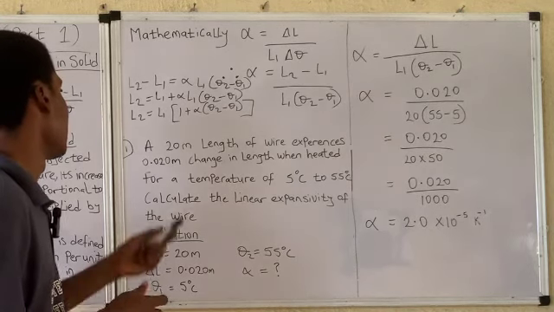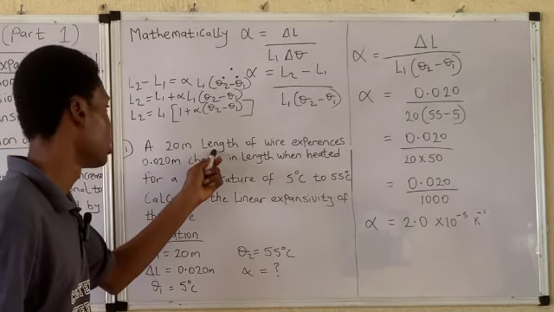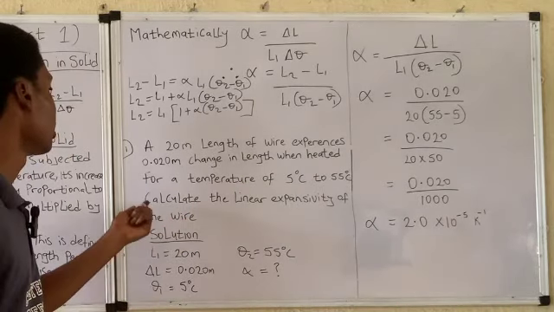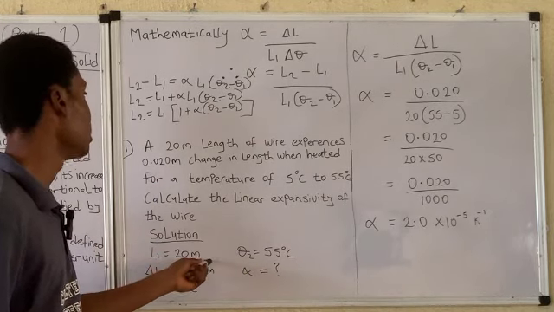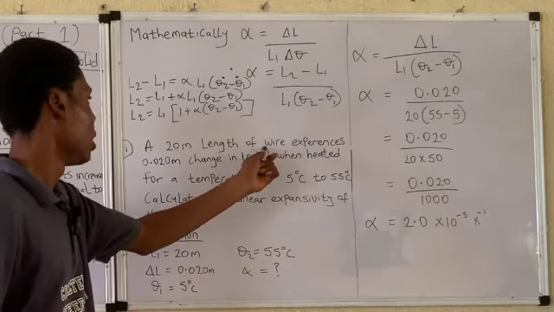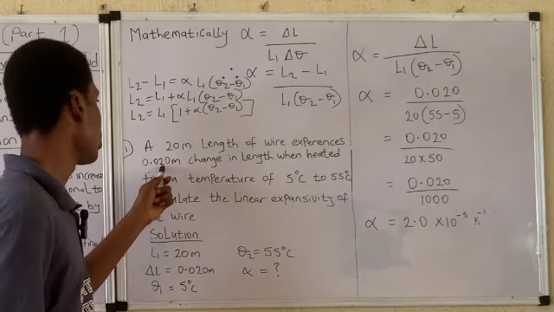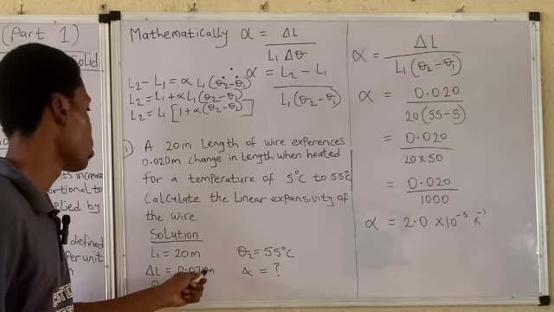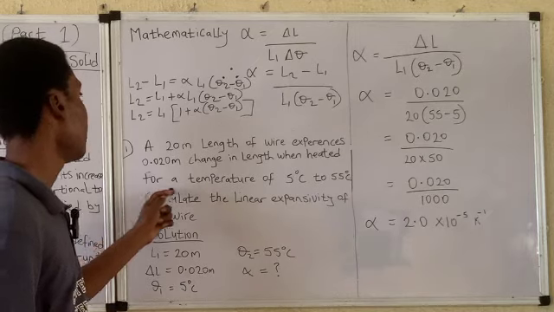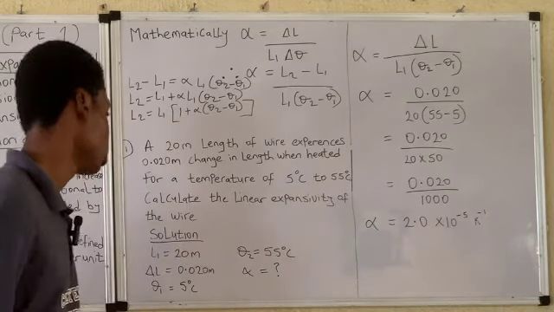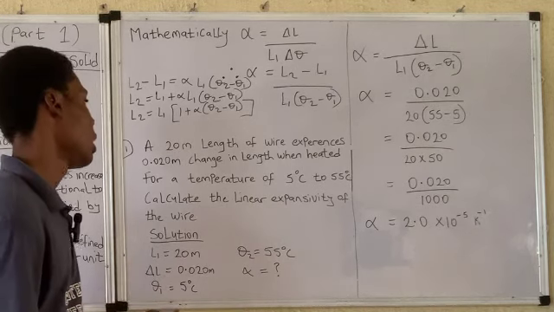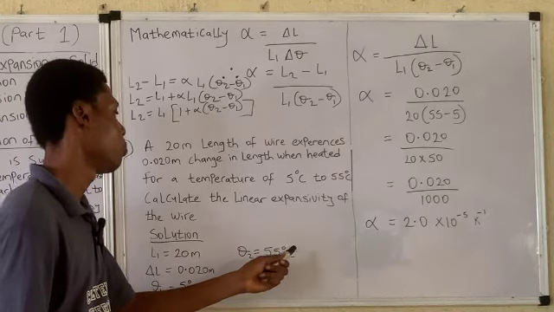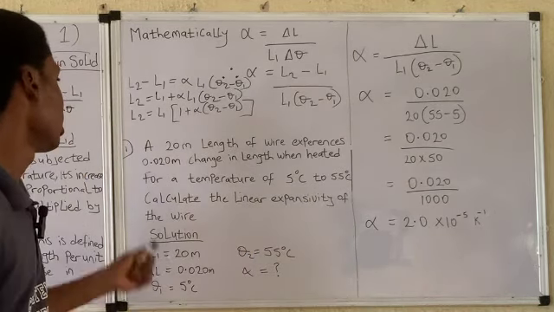From the question, a 20-meter length of wire, we know that that is our initial length. So we take our L1 as 20 meter. Then it experiences 0.020 meter change in length, so our change in length is 0.020 meter. Then for a temperature of 5 degrees Celsius to 55 degrees Celsius, that will be our theta 1, which is 5 degrees Celsius, then our theta 2, which is 55 degrees Celsius. Then calculate the linear expansivity.